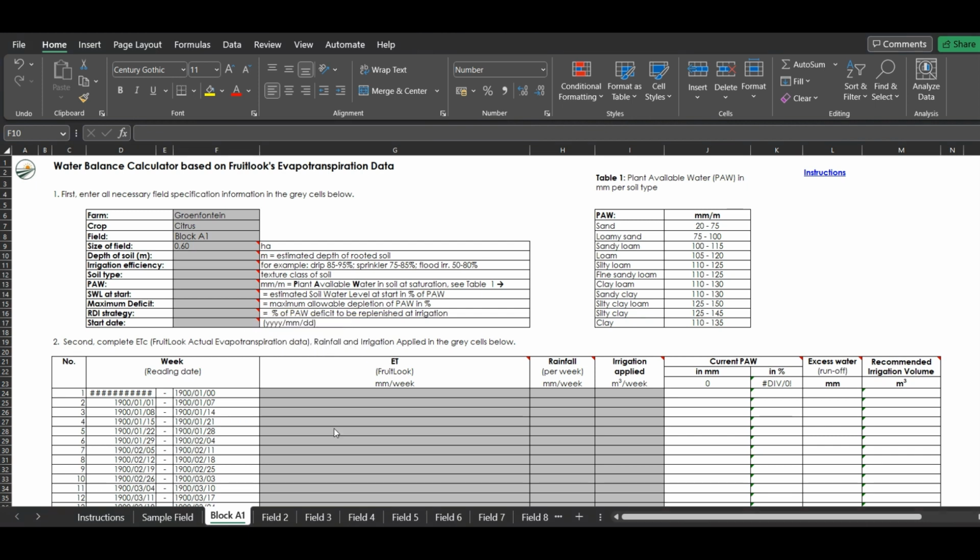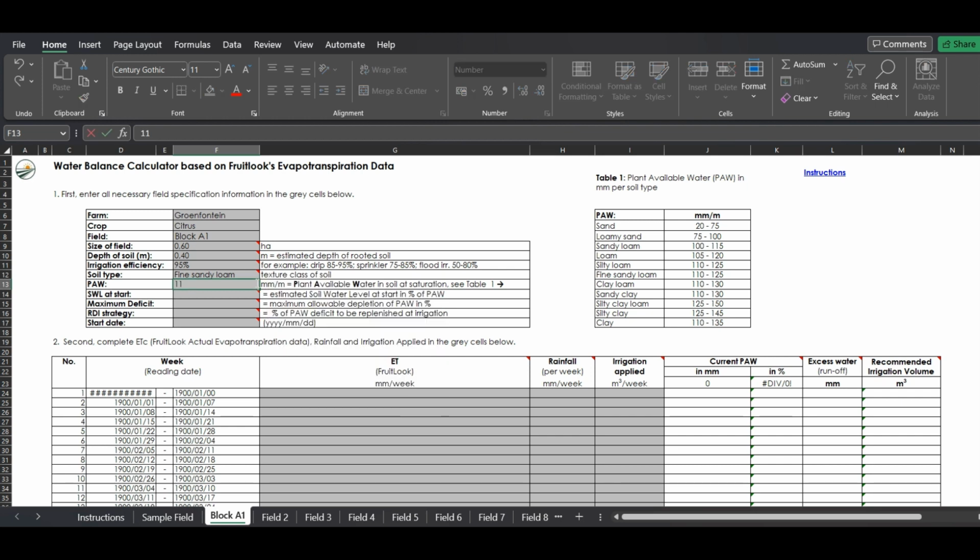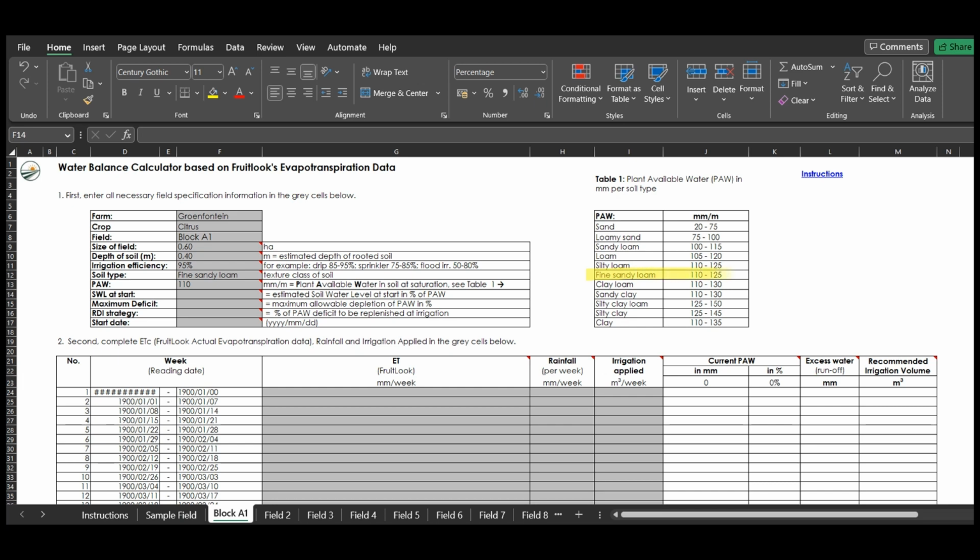For this example, the depth of the soil is 0.4 meters, the drip irrigation system is 95% efficient, and the soil type is a fine sandy loam. The plant available water for a fine sandy loam is typically between 110 and 125 millimeters per meter, as can be seen in Table 1. Consult your soil specialist for determining the exact value for your soil.